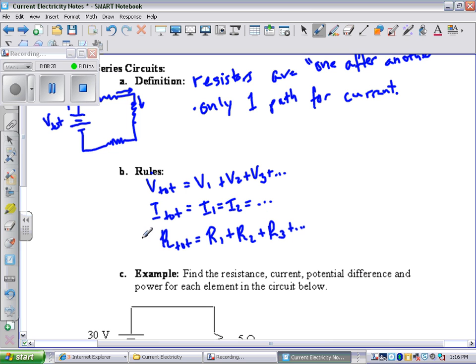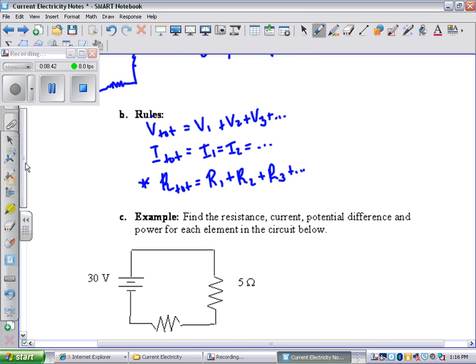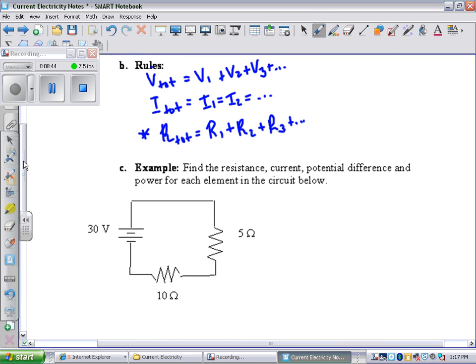Now this rule, I'll put a star by it maybe, because that rule is on the reference table. So you don't necessarily have to memorize it, although it's not hard. The other two are not, so you're going to have to keep those in mind as you're doing a series circuit. So here's an example of what a problem for this might look like.